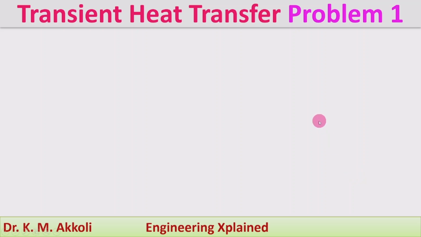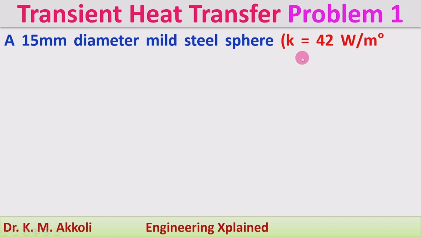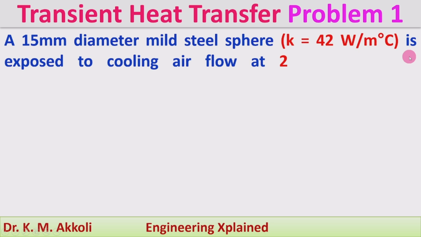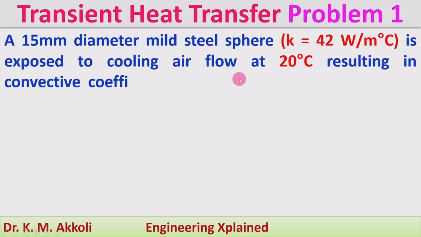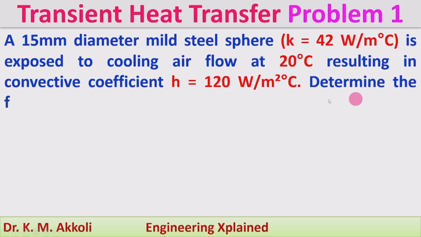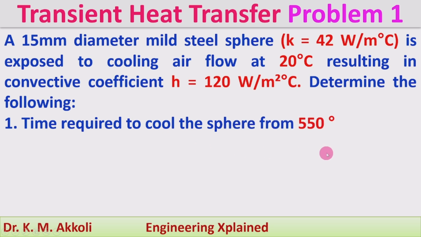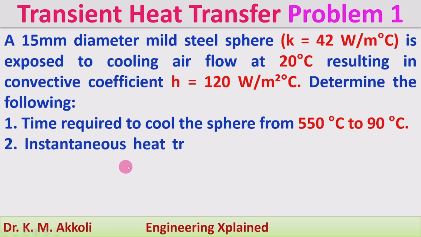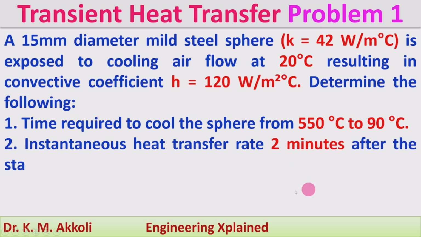Hello everyone. In this session, I am going to discuss one of the numericals on transient heat transfer. The numerical is that a 15 mm diameter mild steel sphere, K equal to 42 watt per meter degree Celsius, is exposed to cooling air flow at 20 degrees Celsius, resulting in convective coefficient H equal to 120 watt per meter square degree Celsius. Determine the following. First one, time required to cool the sphere from 550 degrees Celsius to 90 degrees Celsius. Second one, instantaneous heat transfer rate 2 minutes after the start of cooling.